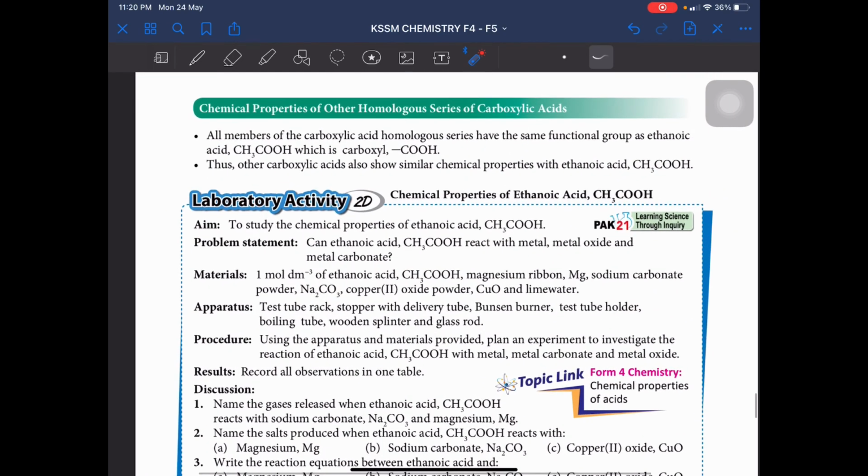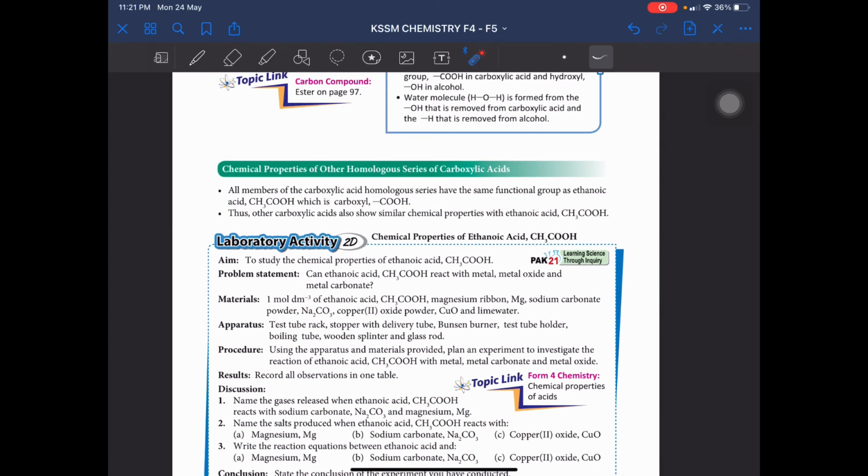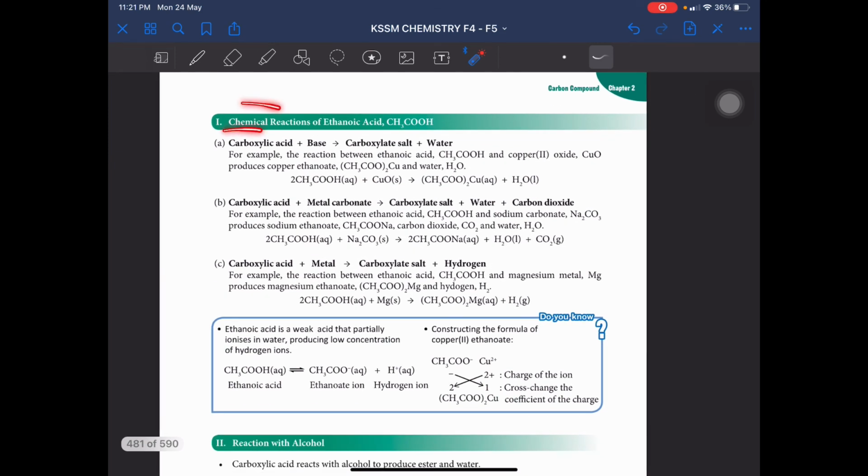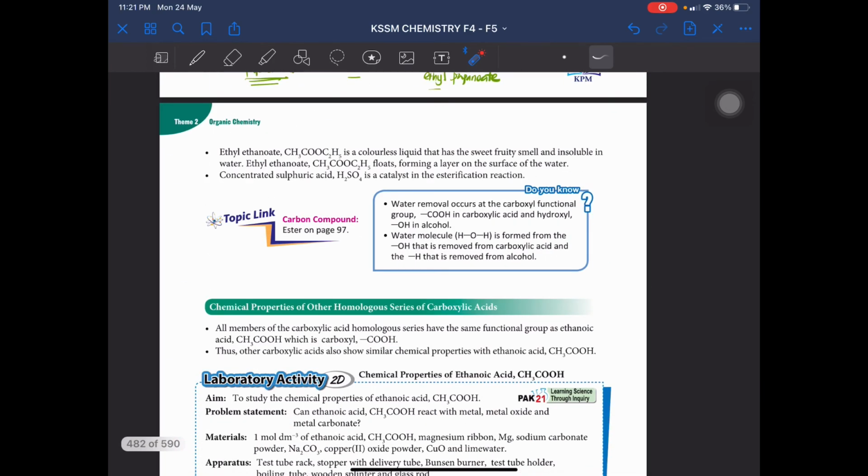Next subtopic. Now we go to the chemical properties of other homologous series of carboxylic acid. Memandangkan all members of carboxylic acid homologous series have the same functional group as ethanoic acid, which is carboxyl. Thus, oleh itu, other carboxylic acid also show similar chemical properties lah. Ethanoic acid can react with alcohol, propanoic acid pun can react with alcohol, butanoic acid pun can react with alcohol to form ester. Macam begitulah. So same. All of the members of carboxylic acid yang lain-lain pun can react with base, can react with metal carbonate, can react with metal. Okay, sama saja. Cuma change the name only and the structural formula.